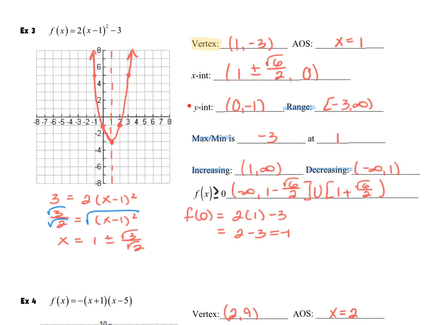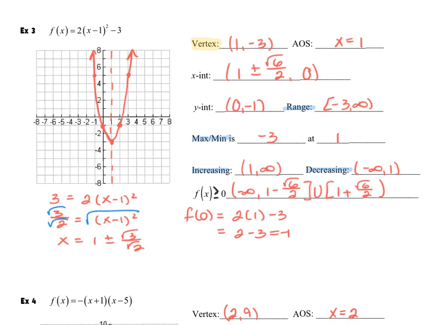We can get our y-intercept. So we can get this y-intercept by doing some algebra here. If we want our y-intercept, we're going to let our x value equal 0, and we're just going to evaluate. So if I put a 0 into our function, I'm going to end up with a 2 times a 1, because I did a 0 minus 1 and squared it, minus my 3, gets me a nice y-intercept of -1. If I have that y-intercept, I can reflect it across the axis of symmetry.